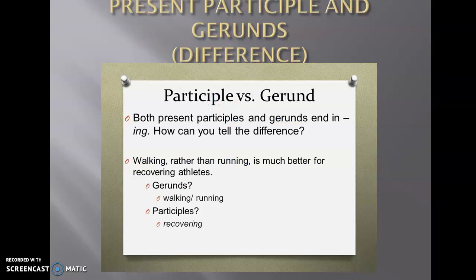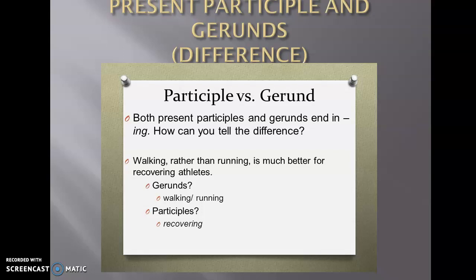Present participles and gerunds. Now see both these present participles and gerunds end in ing. Now how do you differentiate between both of them? Let's see an example. Walking rather than running is much better for recovering athletes. Now here, what two activities are better for recovering athletes? Walking and running. Here walking and running act as names of activities. So walking and running would be gerunds. And recovering would be a participle because here recovering is acting as an adjective.